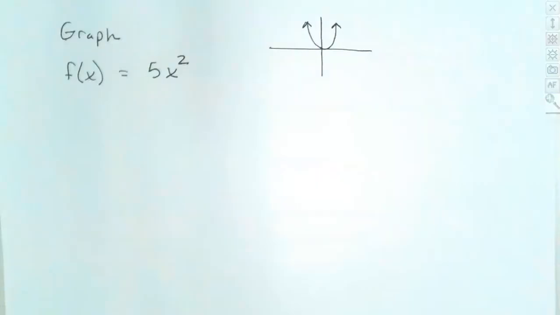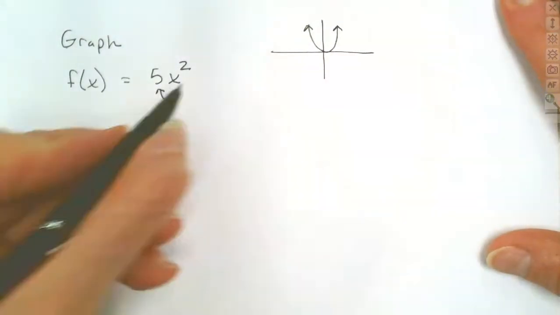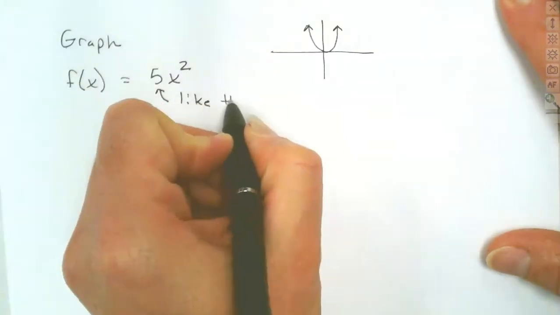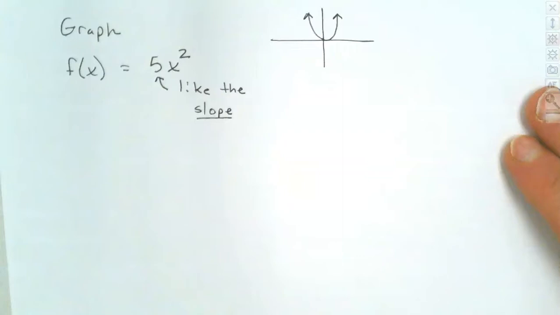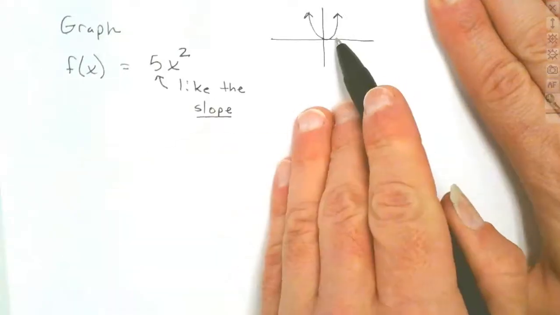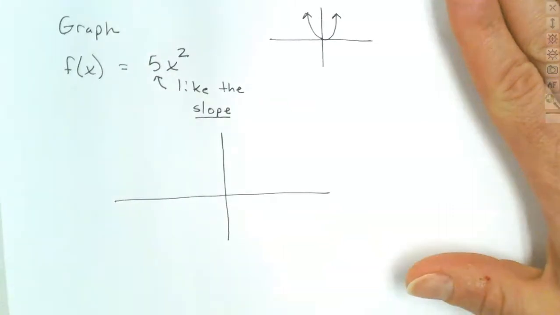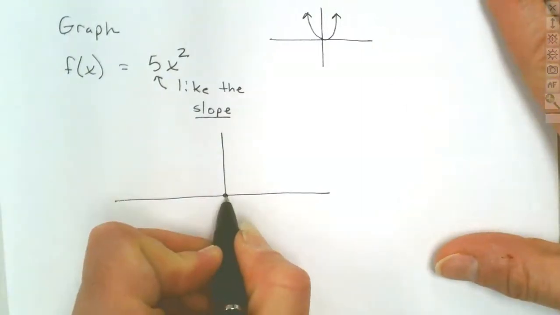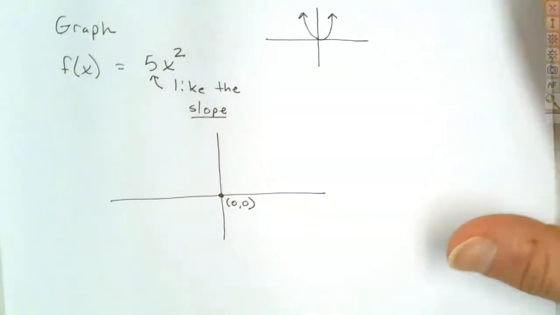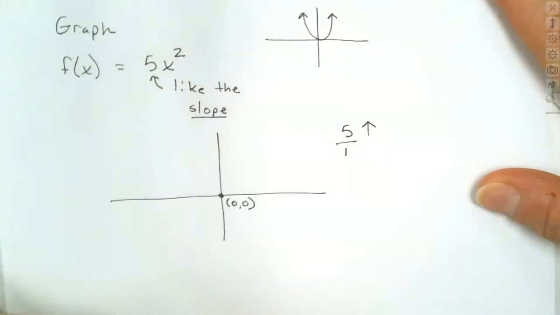Now, what's happening with ours? Well, we have that 5 in front. And that 5 in front is like the slope. So that 5 is going to be very similar to your slope. We look at our picture, and it needs to make a U. We're not moving it up or down any, and we're not moving it left or right either. So if we don't move it up or down, or left or right, then we start here at 0, 0. And from that 0, 0, we're going to use that 5, and we're going to make that a 5 over 1. So we're going to go up 5 and over 1.